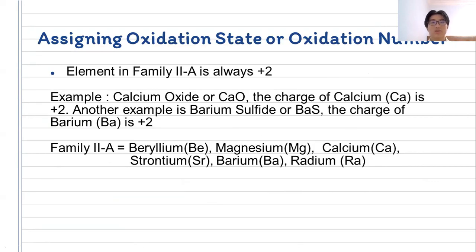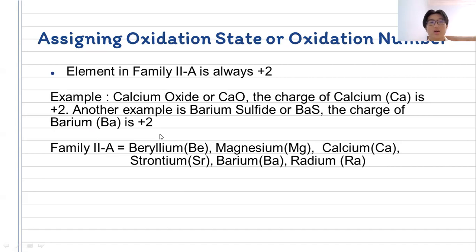Now, moving on to the third rule. Elements in family 2A are always +2. This rule has the same concept as the rule I just mentioned, but this one describes the elements in family 2A. So elements in family 2A are always +2. For example, calcium oxide or CaO. The charge of calcium in here is always +2. Another example is barium sulfide, BaS. The charge of Ba is also always +2.